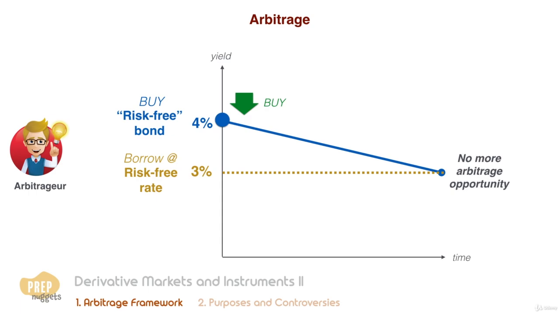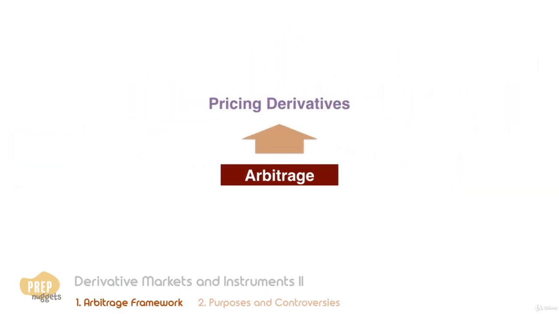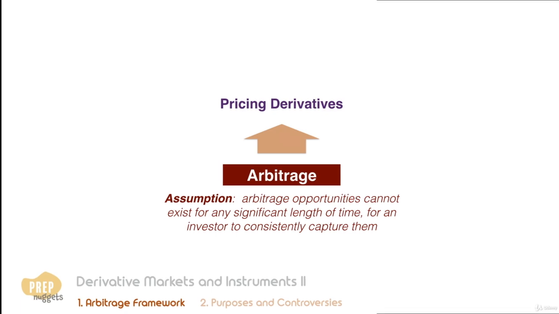So why are we discussing arbitrage under the topic of derivatives? Arbitrage is the basis of pricing derivatives. In the following lessons on the concepts of derivative pricing, we'll use the principle of arbitrage as a dominant theme and assume that arbitrage opportunities cannot exist for any significant length of time for an investor to consistently capture them. As such, prices must conform to models that assume no arbitrage. Still a little confused? Don't worry, we'll discuss more about arbitrage in a later lesson.